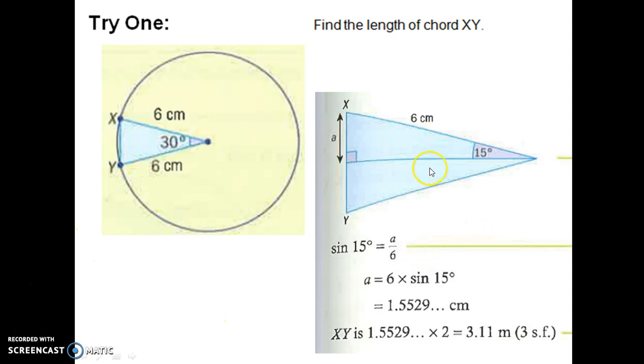Hopefully you were able to break up the triangle like this. That 30 degrees becomes 15 degrees. This is still 6. Here's a. Sine of 15 equals a over 6. Multiply by 6. Got this number. Double it to get the full length of the chord.